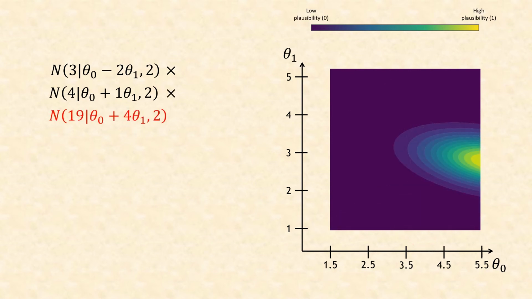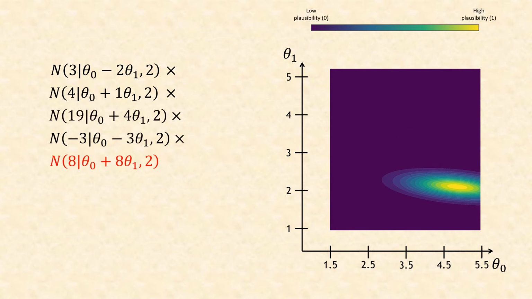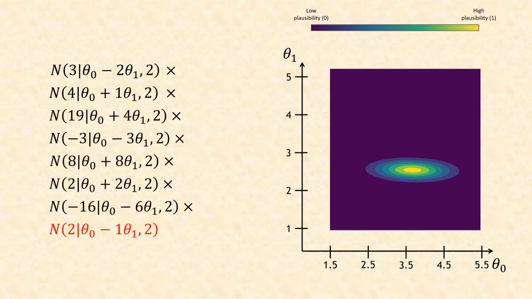We can continue in the same manner, multiplying the distribution surfaces of more data points. We can see that as we get more data points, the plausibility values become more concentrated and vary less with each subsequent function. After all 8 surfaces are multiplied together, we get a nice concentration around θ0 of 3.5 and θ1 about 2.5, as being the values most consistent with observing the data under the assumed process model.